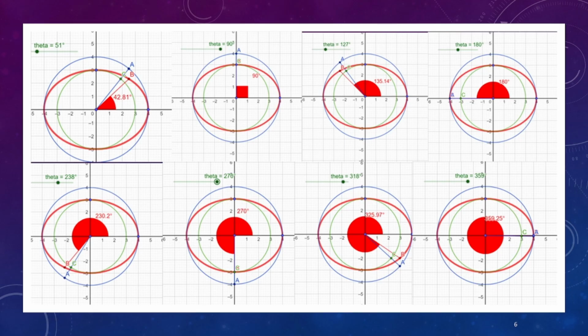Here are some other examples of the relationship between alpha and theta. Notice that at 90 degrees, 180 degrees, 270 degrees, and back at 360 degrees, alpha and theta are equal.